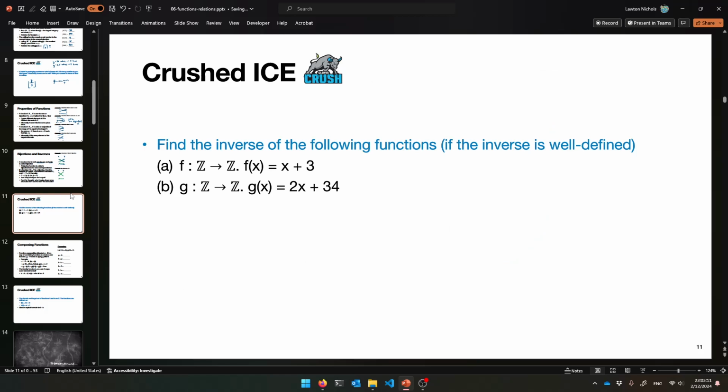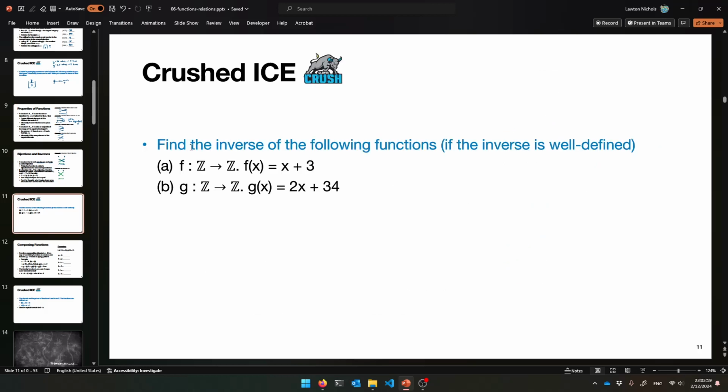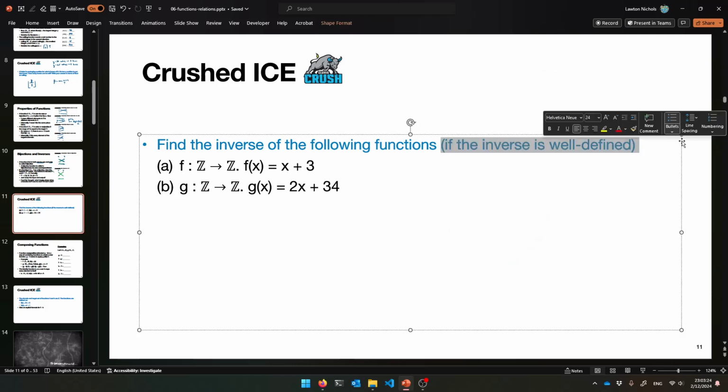And now here's another question for you. So now that we know about inverses and one-to-ones and onto and bijectiveness, see if you can find the inverse of the following functions. All right, if the inverse actually exists and is well defined.